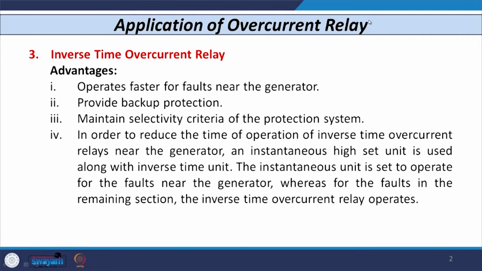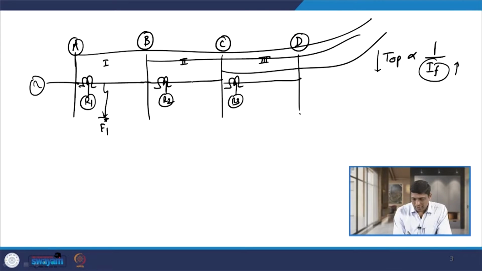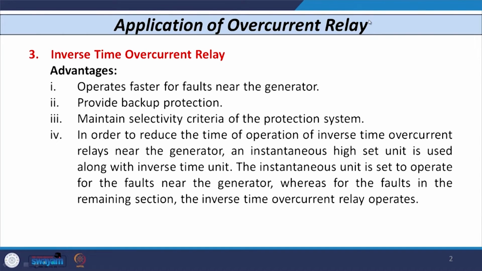The second advantage is that this relay provides backup protection. Again, if any fault occurs in section 2, let us say at F2, the R2 relay acts as the primary relay and it has to sense this fault. If R2 fails for some reason, then R1 has to provide backup. This type of backup is possible if all the 3 relays are inverse time overcurrent relays. The third advantage is that it maintains stability of the protection system. This type of relay remains stable for any external fault situation.